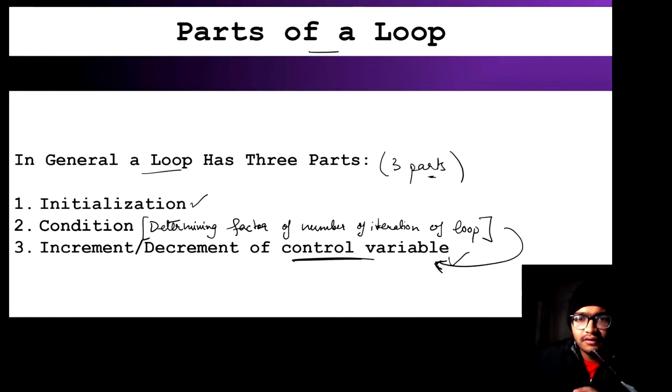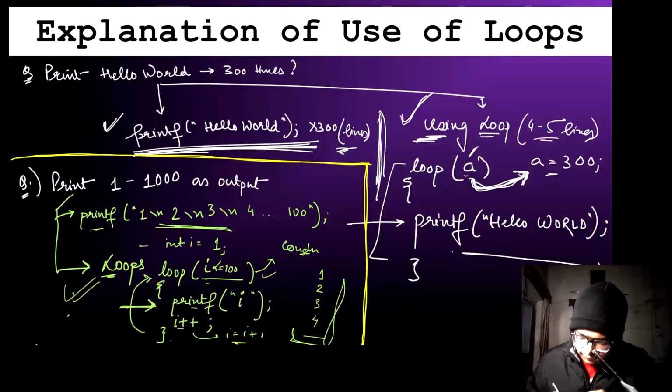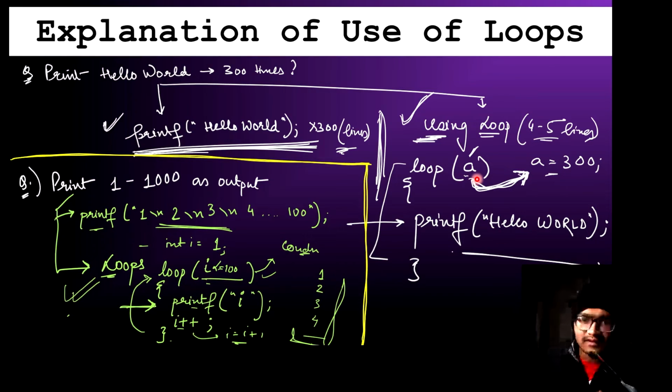Now, if you remember, a little while ago I gave an example of loops in a very rough way. There, if you see over here, I used I, here I used A. So what are this I and A? This I and A in this case are the control variables. This variable is determining that the loop is running 300 times.